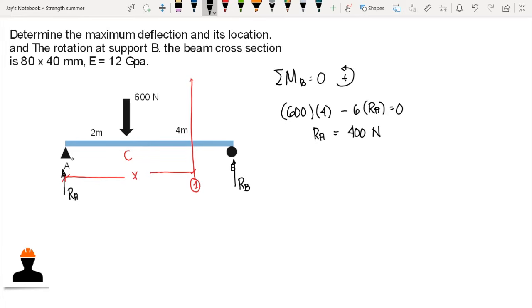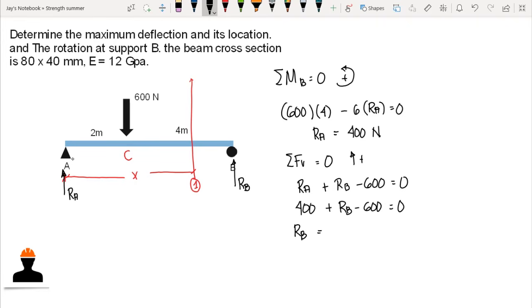For RB, we just need to sum up forces. Sum of vertical forces is equal to 0, upward forces positive. Then we have RA plus RB minus 600 equals 0. With RA equal to 400, 400 plus RB minus 600 equals 0, so the value of RB is equal to 200 Newton. So we have computed our reactions for A and B, which are 400 and 200 Newtons respectively. After that, we can now proceed by cutting our beam.